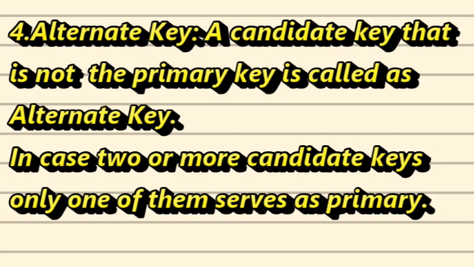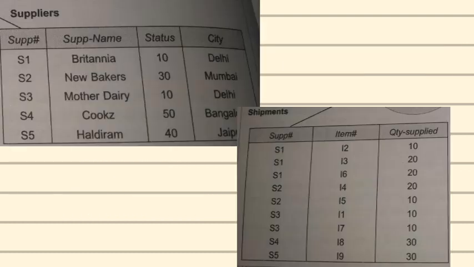The next kind of key is the alternate key. When there are two or more candidate keys, only one of them serves as the primary key, and the others are called alternate keys. That means a candidate key that is not the primary key is called an alternate key. As we said, a candidate key can serve as a primary key, but the candidate key which is not serving as a primary key we call an alternate key. So in the suppliers table, the supplier name is the alternate key, and in the items table, the item name is the alternate key. Why? Because we were using the supplier ID in the supplier table and the item number in the item table as primary keys, so the other keys are known as the alternate keys.